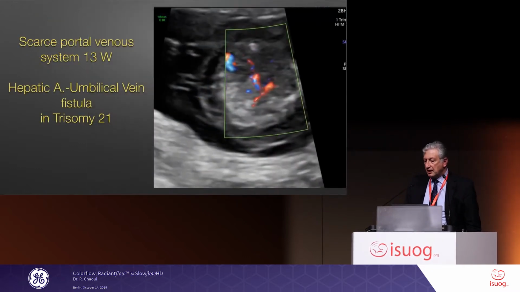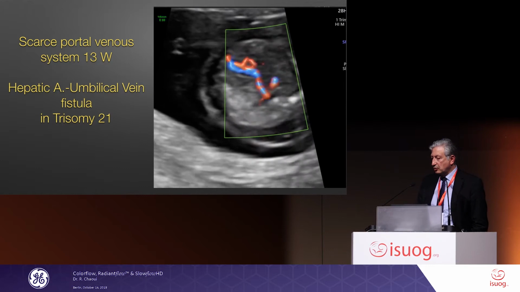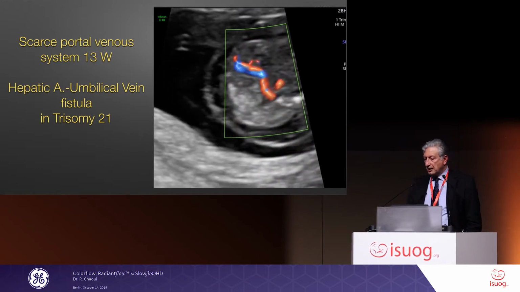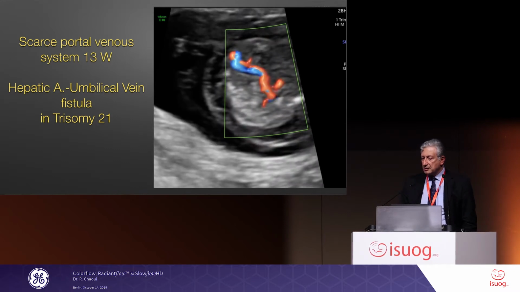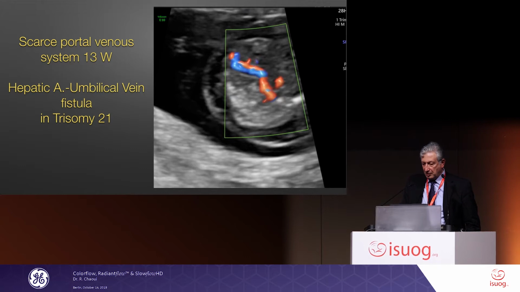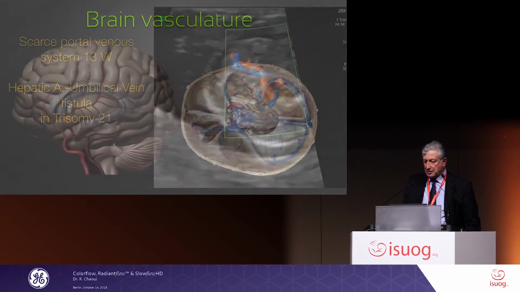And recently I've seen a case, the patient having, as you see, severe hydrops, and this was a typical fistula between the hepatic artery and the umbilical vein, showing that there is a scarce portal venous system, and you see some echogenicity, so also, in addition, an abnormal vasculature in the liver and probably hypoplasia of the portal venous system.